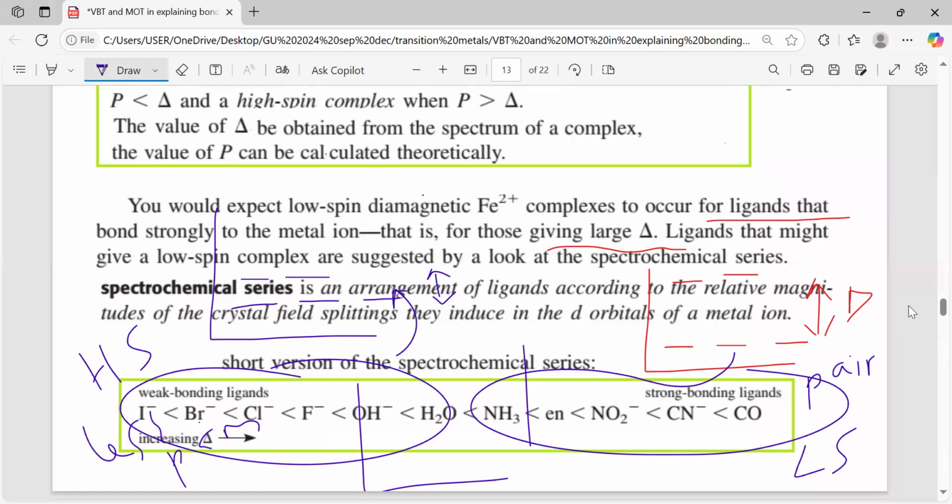The moment you see a complex that is paramagnetic or has more magnetic properties, just know the ligands are bonded weakly. Because they're bonded weakly, electrons will just jump. They'll not pair up easily. And the moment you see a diamagnetic complex, it means the split is so huge and electrons have already paired up. That's why the spin is zero, and that's why it is less magnetic.